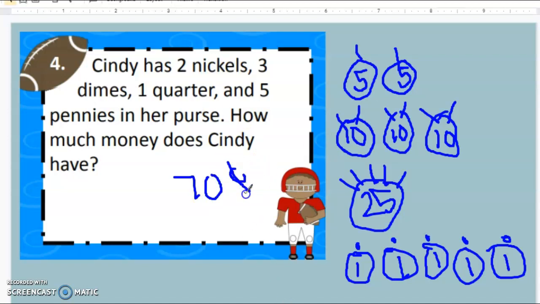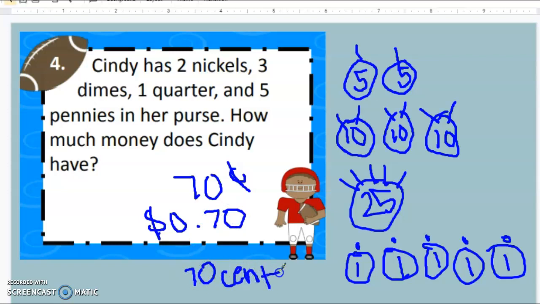cents. Okay, so sometimes you'll see 70 cents like that, or you could do like this. Or you could write 70 cents. Okay? So that is how you would solve a problem like this. You have one very similar to this on the next slide.